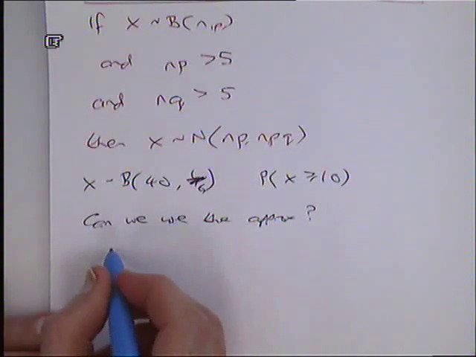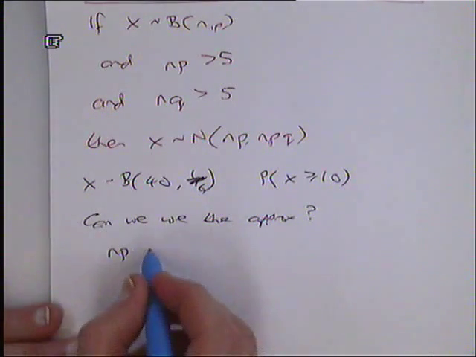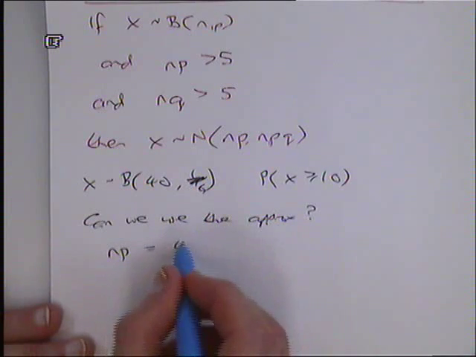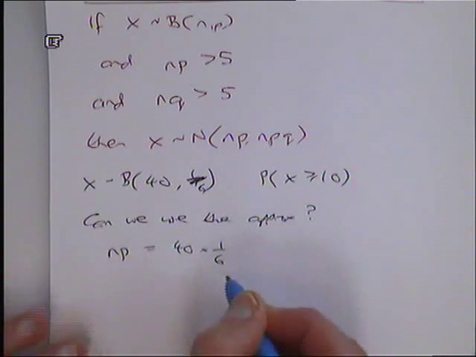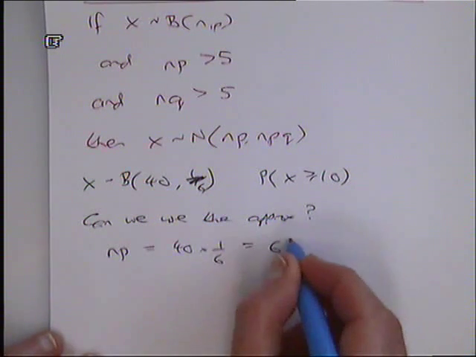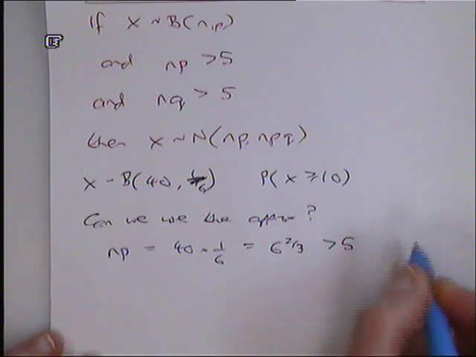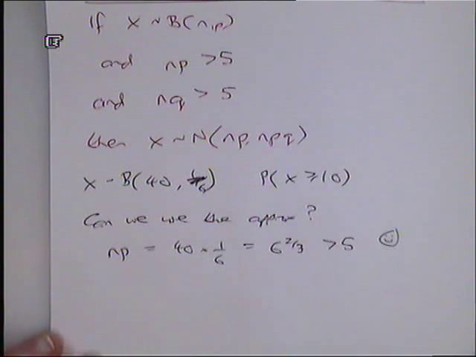So what you need to do is work out what np is. So np here will be 40 times 1/6. What is 40 times 1/6? What's a sixth of 40? Go on. 6.6. Yeah, 6 2/3, which crucially is greater than 5, which means we're happy. First condition has been met.